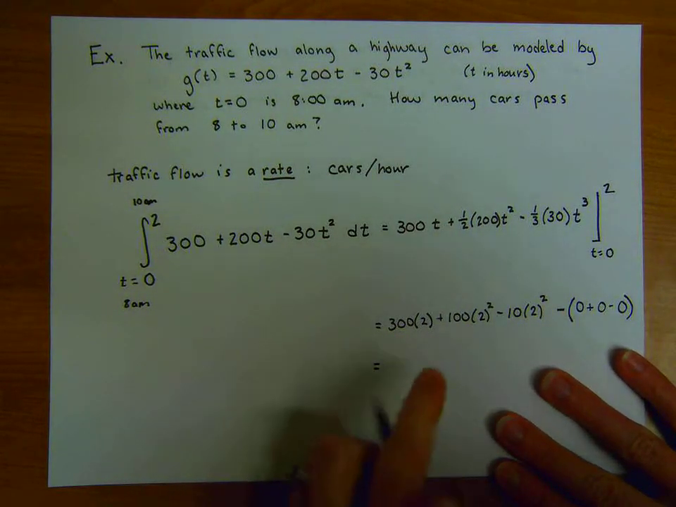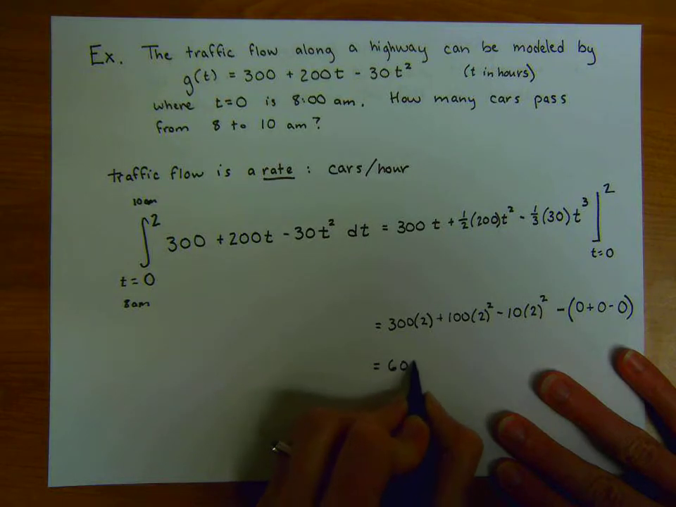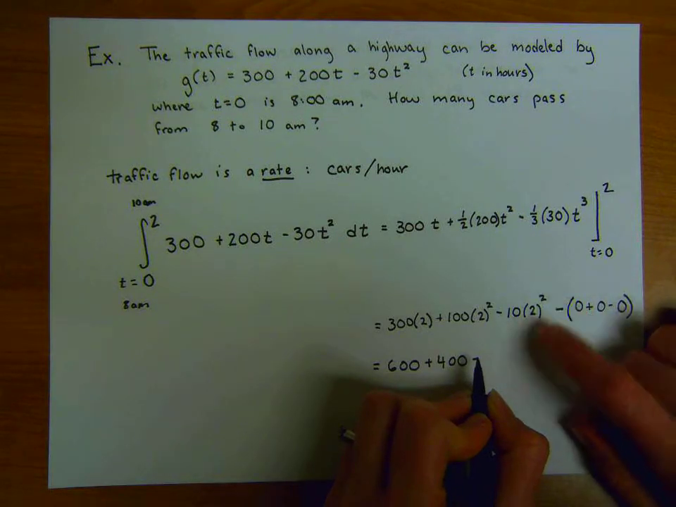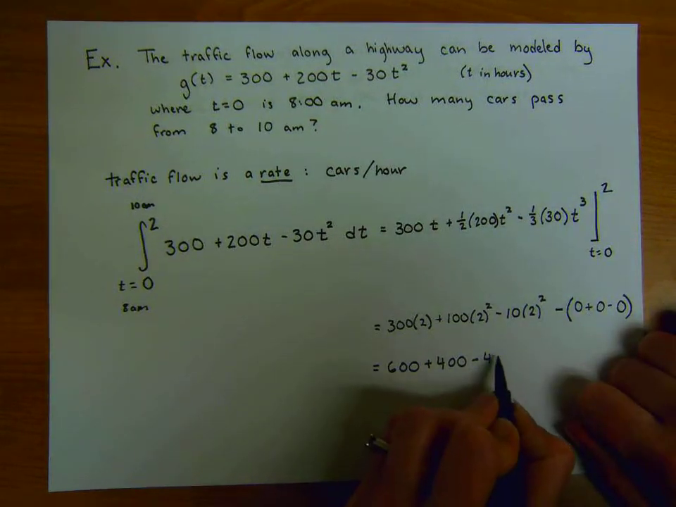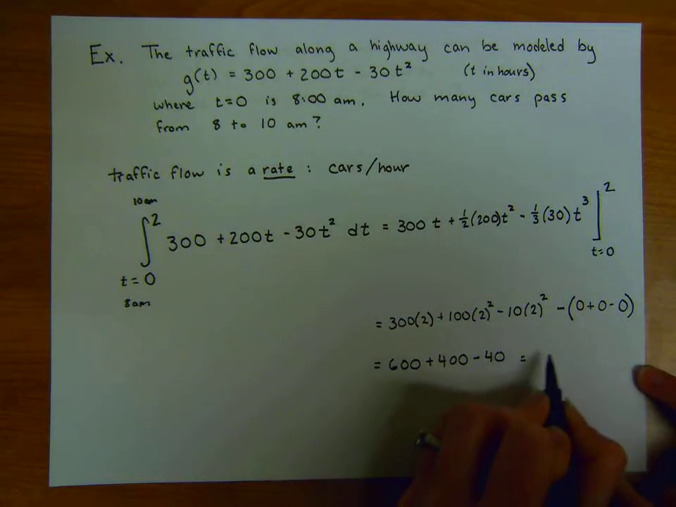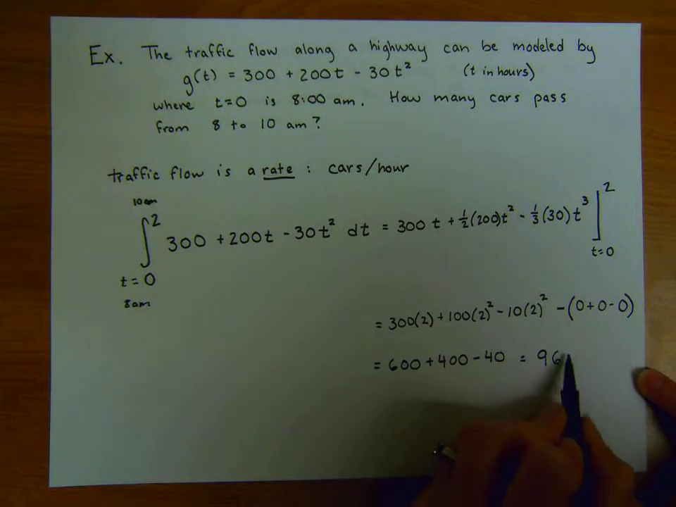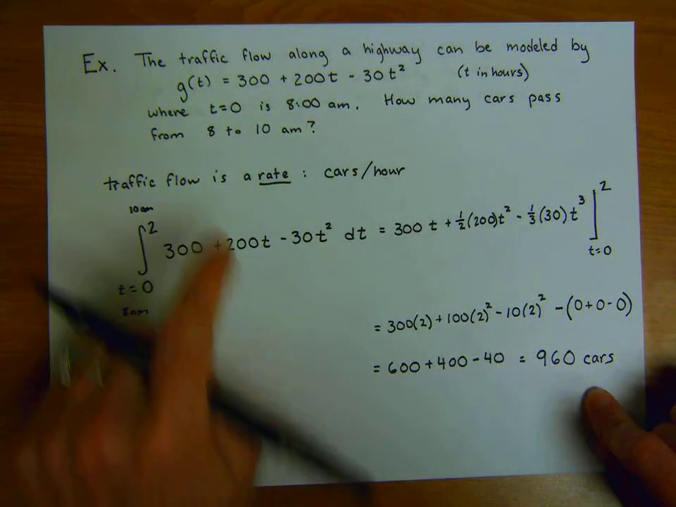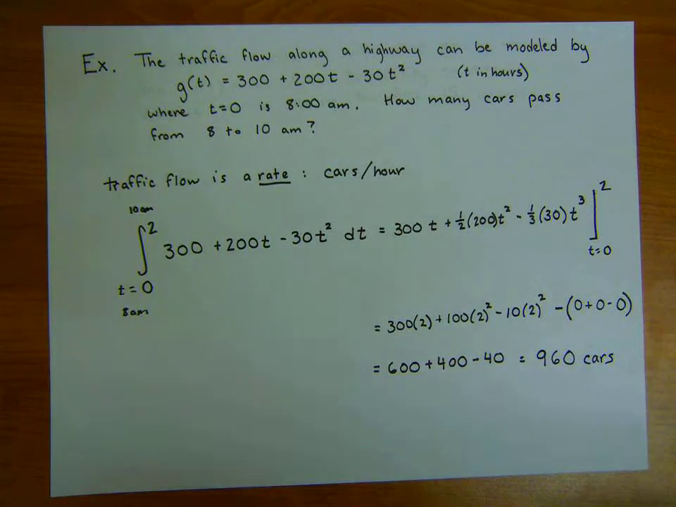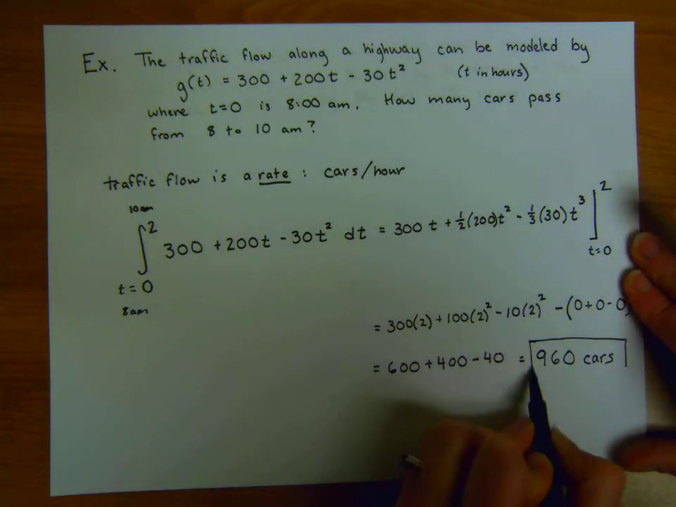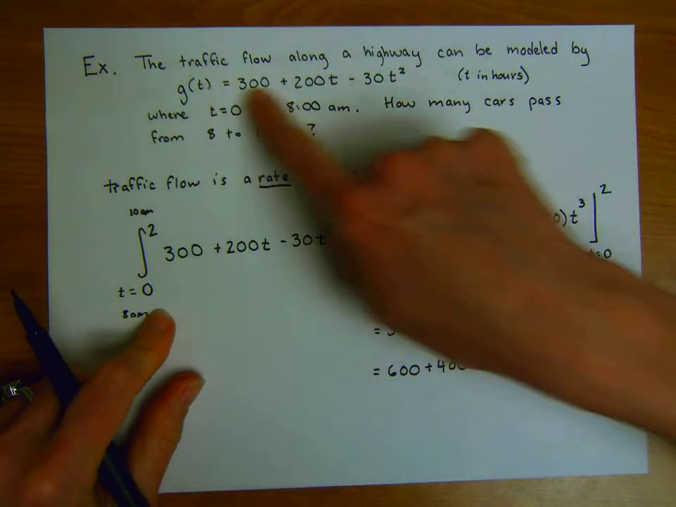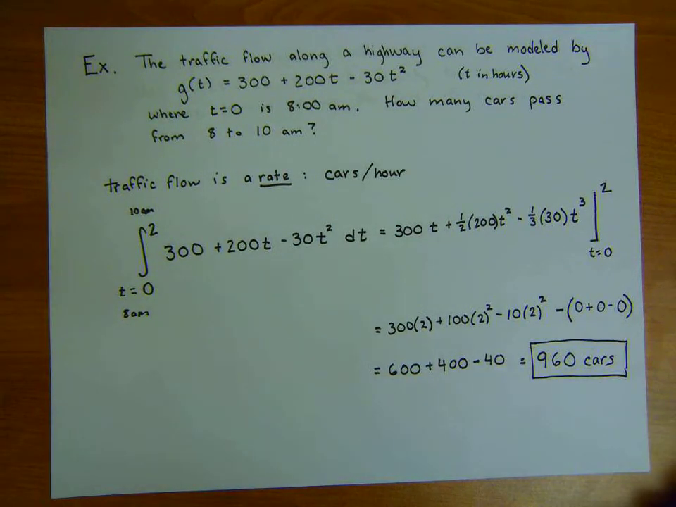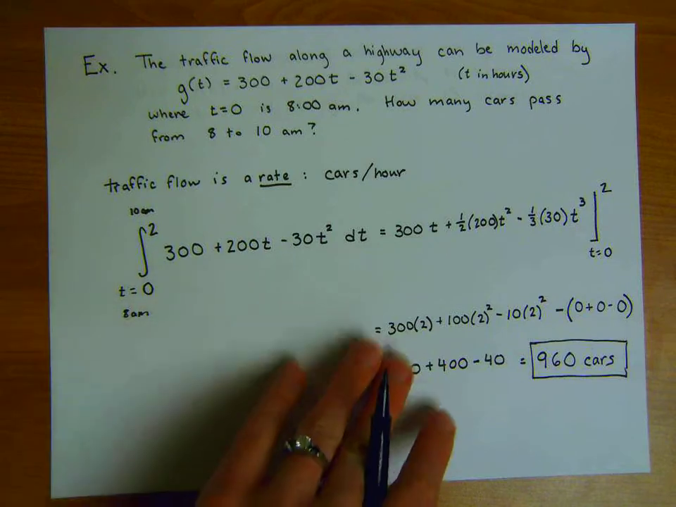And we see that the total number of cars in this case is 300 times 2, which is 600, plus 400 (100 times 2 squared is 4 times 100) minus 80 (10 times 2 cubed). So that's 960 cars. So 960 cars total are passing by in this 2-hour interval. So this is just an application of the fundamental theorem of calculus. I'm given a rate function, and I am asked to integrate to be able to find the total quantity of cars. Let's look at this graphically instead of algebraically.